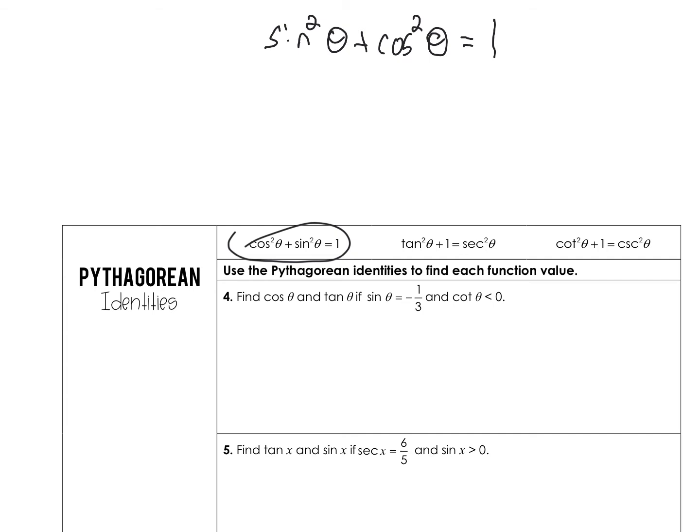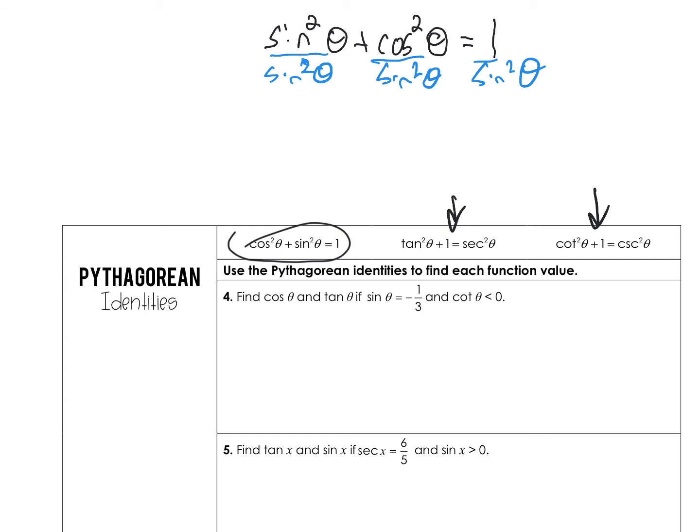The other ones, I can never memorize. Right now, you're lucky. I'm letting you use the formula sheets. But here's what I do when I don't have formula sheets. I just say, what would happen if I divided both sides by sine squared theta? That means divide that by sine squared theta, divide that by sine squared theta, divide that by sine squared theta. I can do whatever I want as long as I do it to both sides.